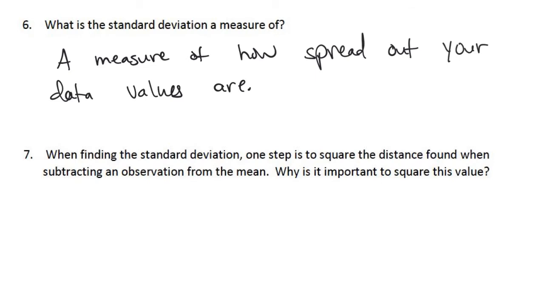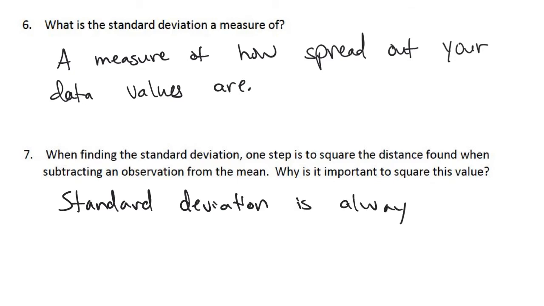Number 7 says when finding the standard deviation, one step is to square the distance found when subtracting an observation from the mean. Why is it important to square this value? One thing that's important is standard deviation is always positive. We can't have a negative standard deviation. When we square the differences, we had a difference from subtracting, we squared that, and that made it positive because we can't have a negative deviation.